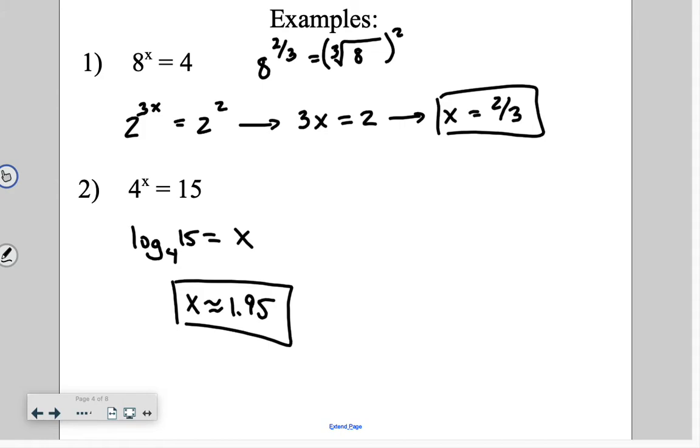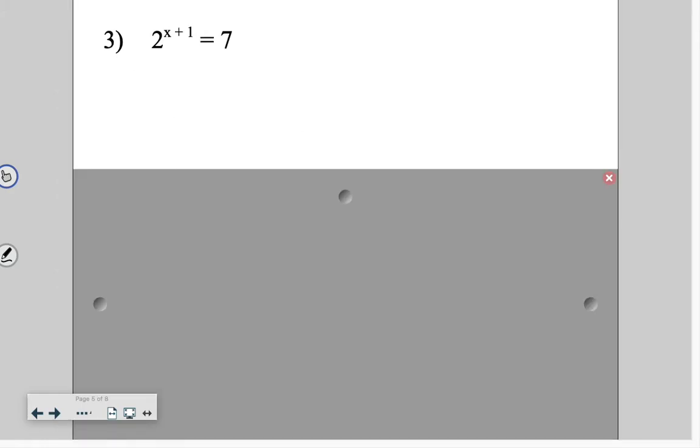Okay, so option number 1, get the bases the same and just work your way through it. Option number 2, if not, you can always go to logarithmic form. Okay? Let me give you another example here. So in this one, same starting point. We would always isolate the exponential part, but again, the base is already by itself. This is only 2 to some power. There's nothing multiplied, there's nothing added or subtracted at the end. The base is already by itself, which means we're going to go to logarithmic form.